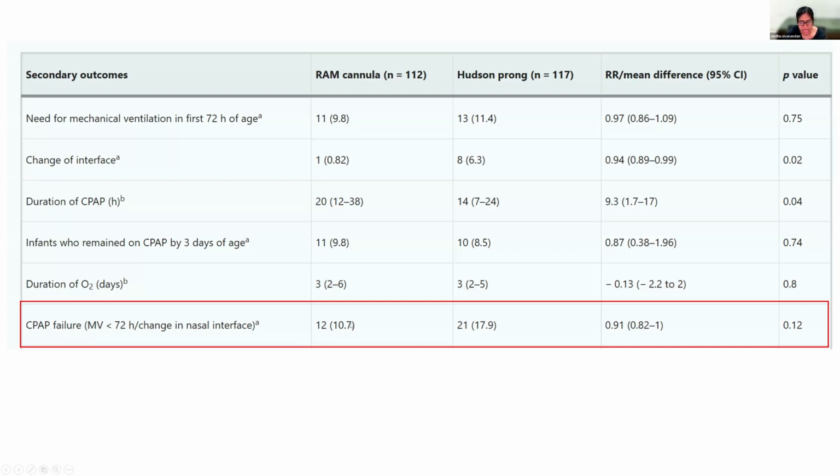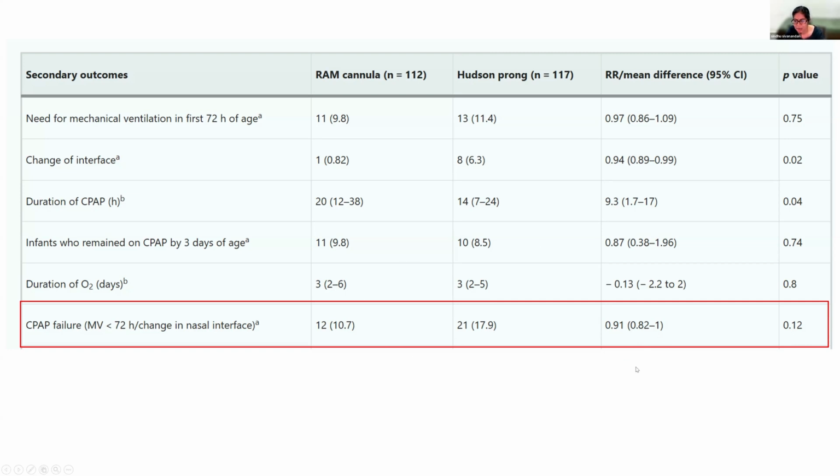So here, CPAP failure: 0.91, with a confidence interval of 0.82 to 1. So the 95% confidence interval crosses 1 or touches 1. So it is not significant. The failure is less likely in the Ram's group compared to the Hudson group.